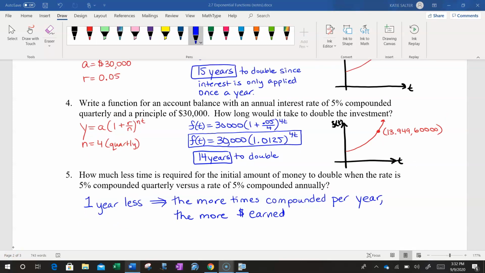So in this case, when you find that intersection, it ends up being about 13.949. Now remember, it's compounded quarterly, so that's every 3 months. We couldn't go with 13 years and 9 months because that would have to be 13.75, so we'd still have to round up. When we round up to the nearest 3 months, it would be 14 years. So what we ultimately can see is by this being compounded quarterly versus compounded annually, it took 1 year less for their money to double. Therefore, the more times we compound per year, the more money they are earning.